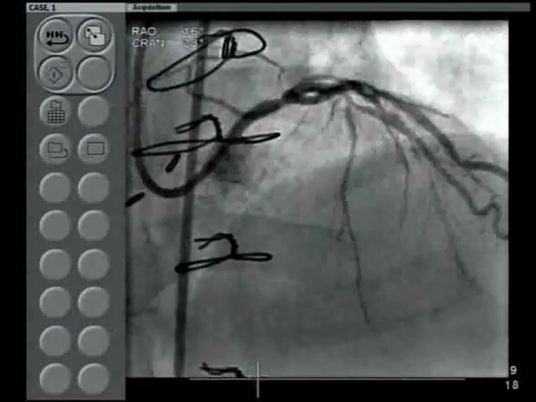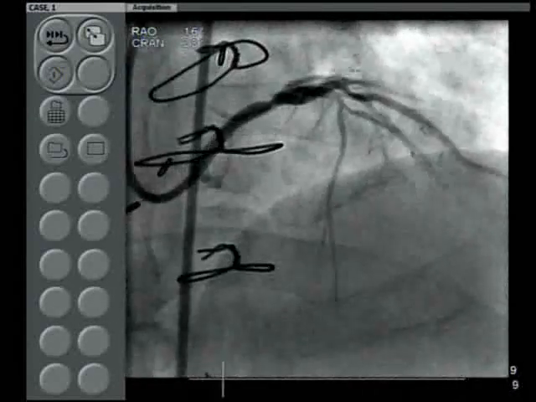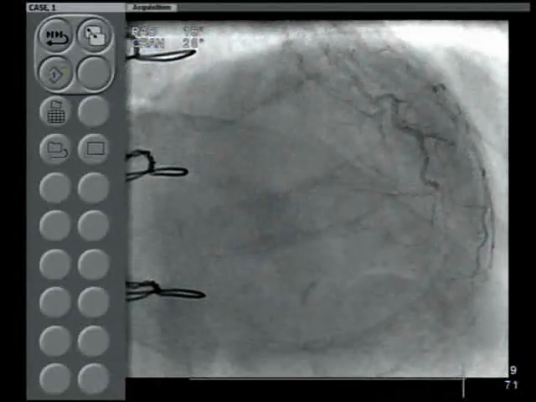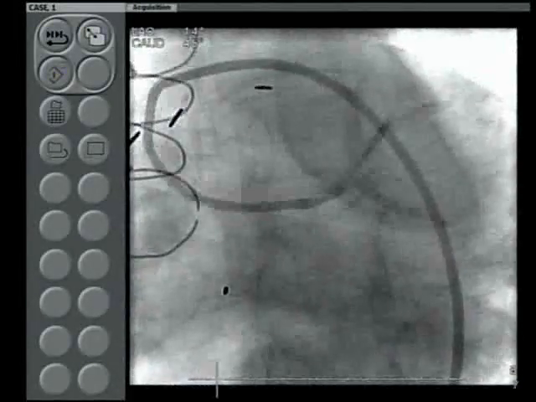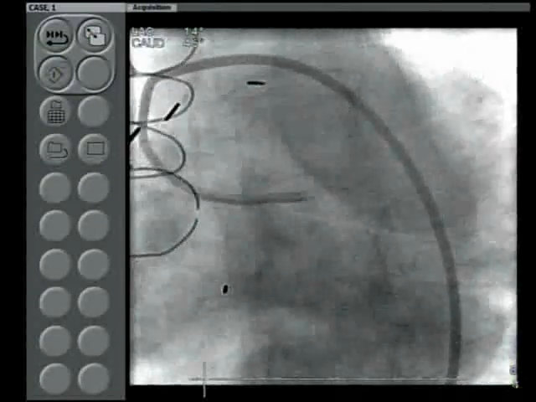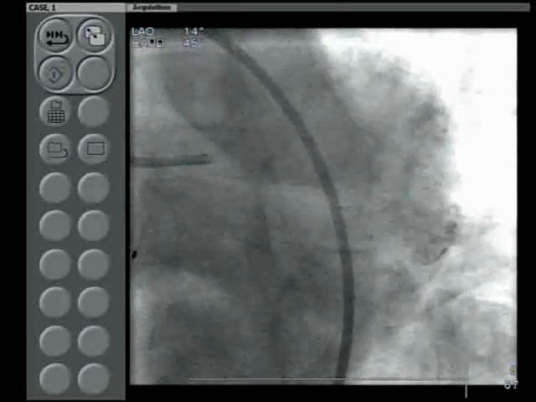In this AP cranial view, the question now is, what to do with this particular case? Clearly, the patient has symptoms, and the graft to the OM has closed. You can actually see a little hint of that graft stump at about the 5:30 position.